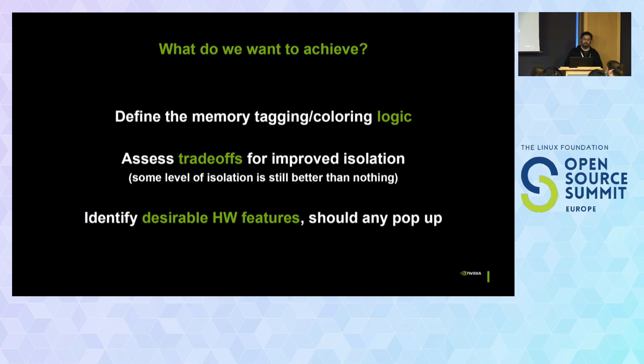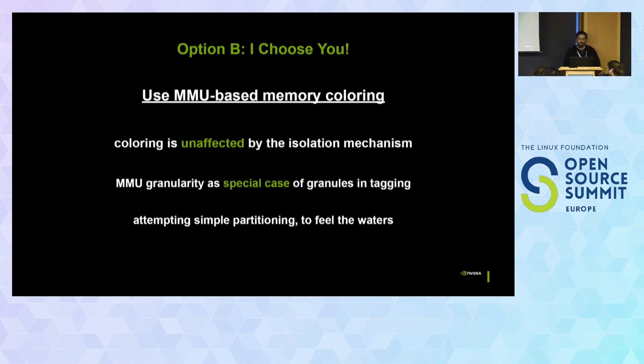So the idea is we want to come up with a strategy for tagging, for coloring our system, and try to understand what are the trade-offs between the granularity of this coloring and the performance, and possibly come up with an idea of what hardware features might improve the situation. So for this, I went for the MMU, simply because it was already available. I could try everything with QEMU, and this was just easier. As said, the isolation mechanism is more or less irrelevant from coloring perspective. The MMU granularity can be seen as a sort of special case of MTE. MTE typically has a finer grain. And also, when it comes to partitioning, I'm trying to keep it simple to not overdo it.